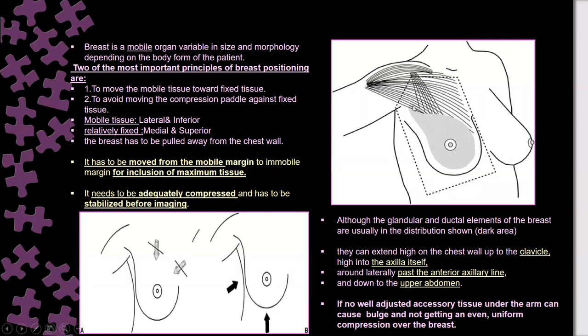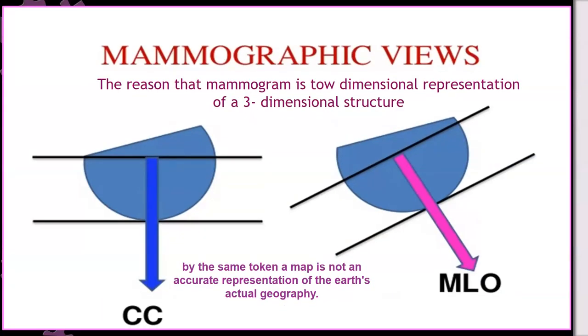Although the breast tissue is usually in this shaded region, as you know there are variations. It might extend up to the clavicle, to the midline, or to the mid axillary line. The breast tissue might extend to these areas. If not well adjusted, accessory tissue under the arm or these regions might be missed during examination and excluded from the mammography view.